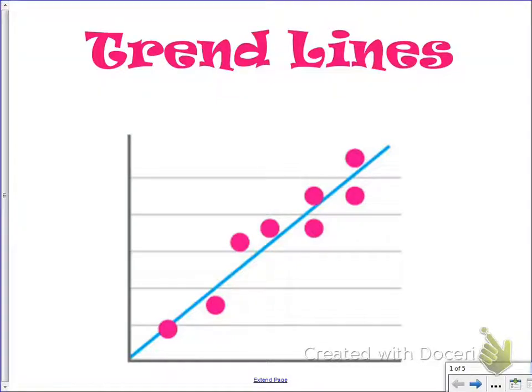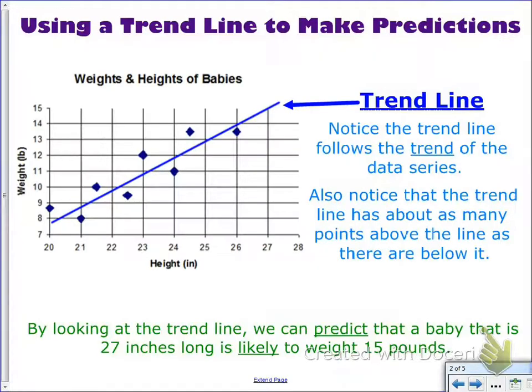All right, today in this lesson we are going to learn how to use trend lines to predict an answer choice. So if you remember from your notes, the trend line is this specific line that we can draw through our scatterplot data to see what the general pattern is. So we're going to use this example that you saw in your notes about a trend line talking about baby weights and their heights that correspond.